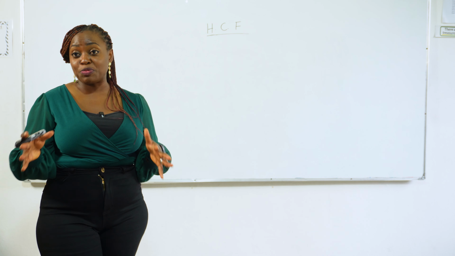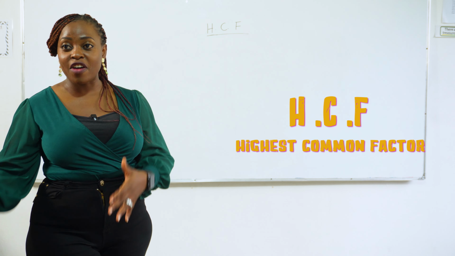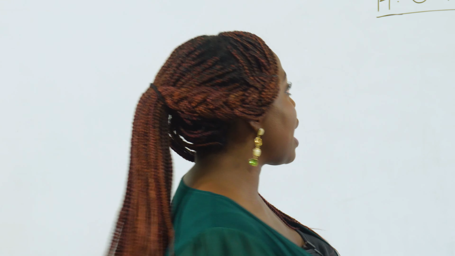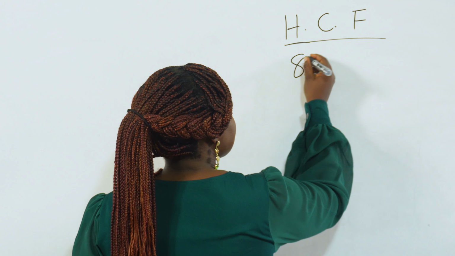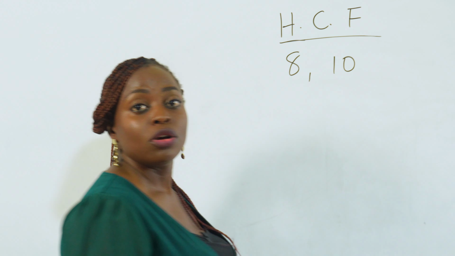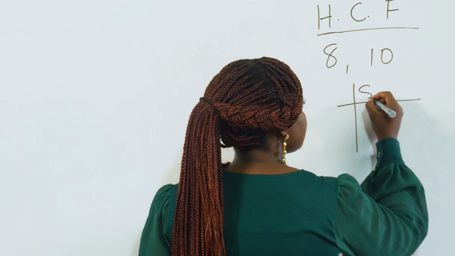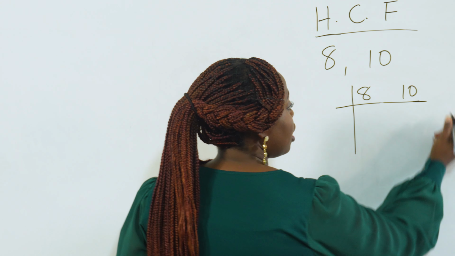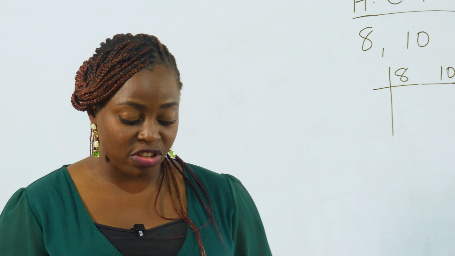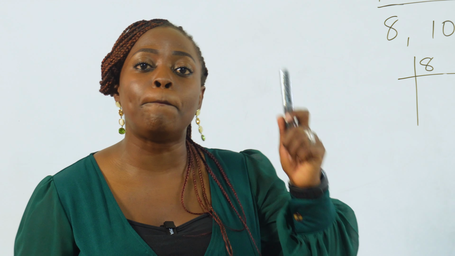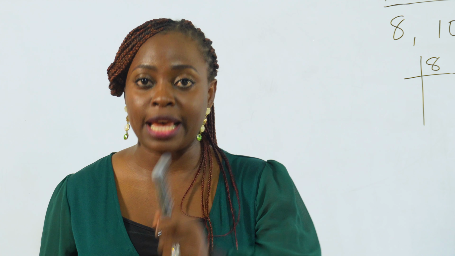So the next thing that we're going to be doing is finding the highest common factors. And today I'm going to be showing you 2 very easy ways of finding the highest common factor between 2 or 3 numbers. Let's start with the numbers 8 and 10. Let's use method 1. Method 1 is 8, 10. Now, in this method, you have to find the lowest number that can divide both 8 and 10.